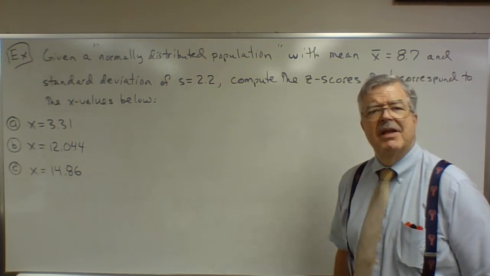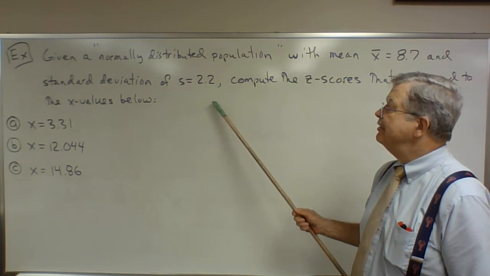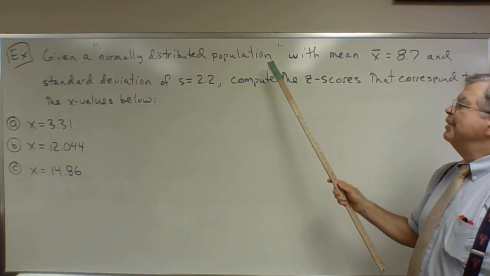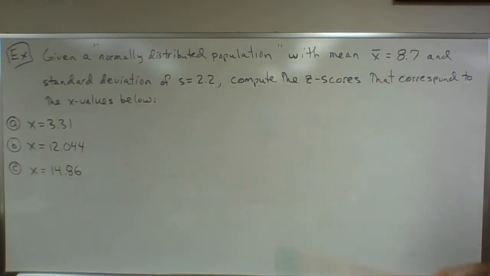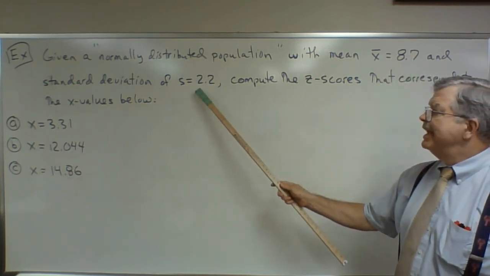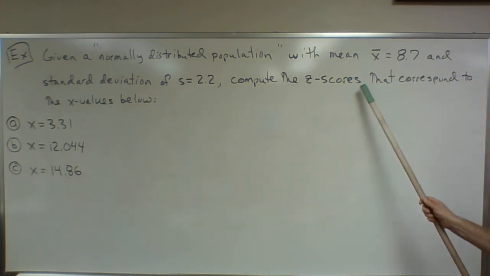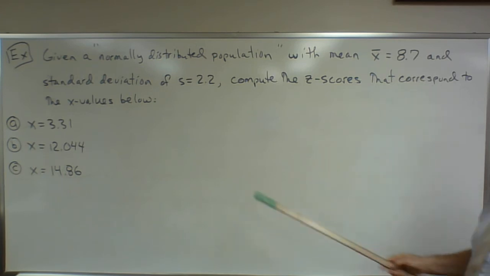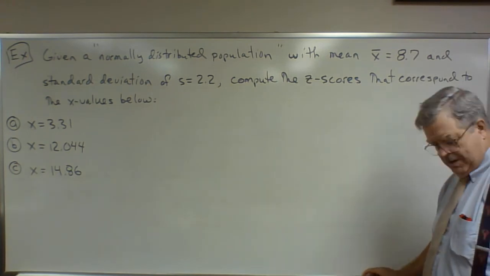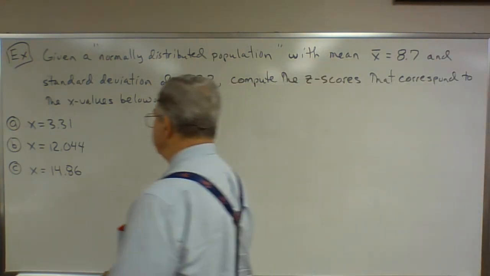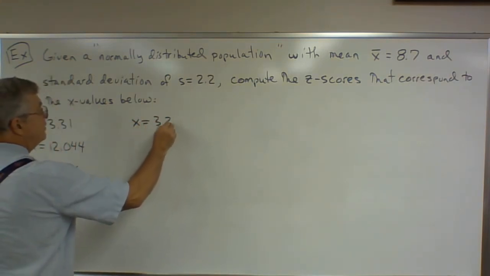Hey everybody, let's get some practice computing z-scores. Given a normally distributed population with mean x bar equal 8.7, standard deviation S equals 2.2, compute the z-scores that correspond to the following x values. Let's look at the first one. X equals 3.31.